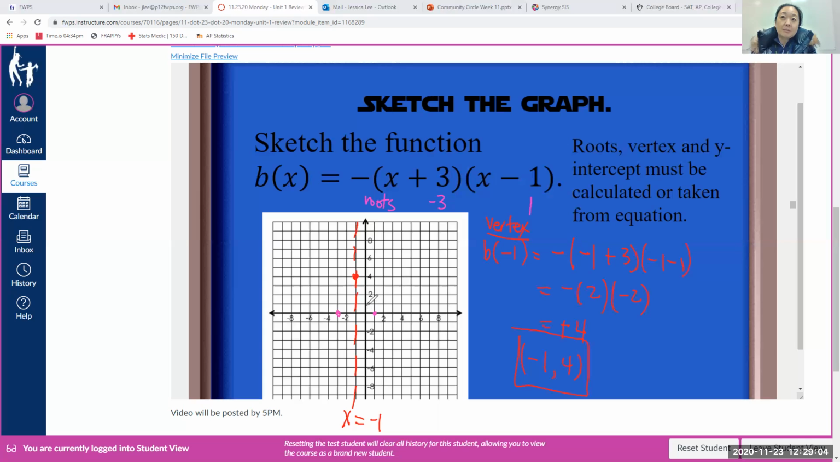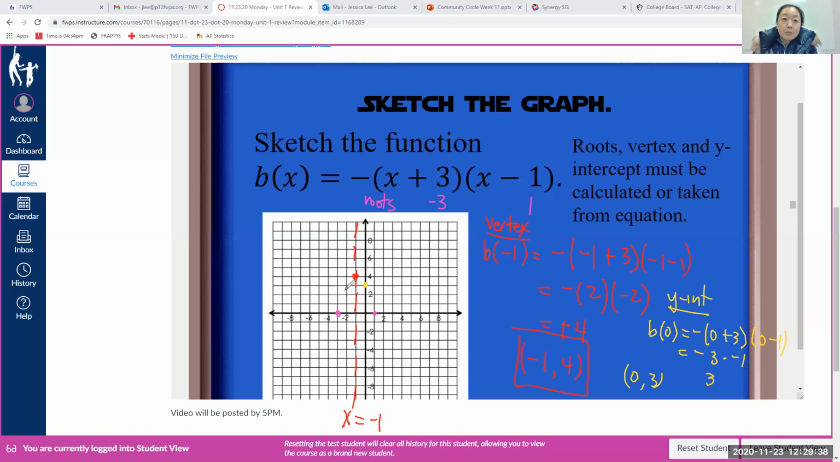And we can find our y-intercept, because you just plug in 0 for x. Let's use yellow. Our y-intercept, I'm going to write over here, very small. So this is going to be b of 0 is equal to -0 plus 3. You might think, isn't it just going to be 0? No, it can't be, because we're adding and subtracting. So that's different. This is going to be -3 times -1, which is +3. So our y-intercept is (0, 3). Boom, just like that.